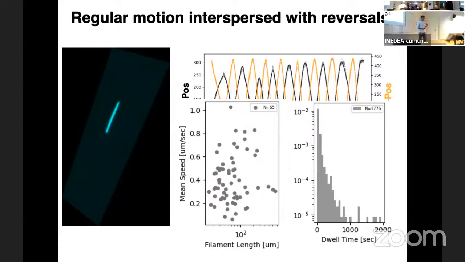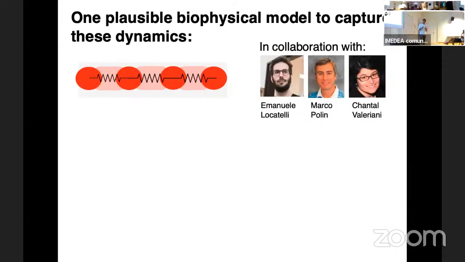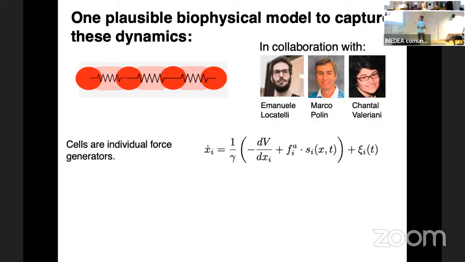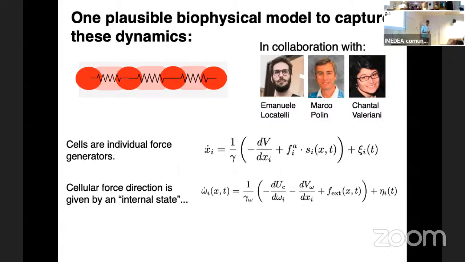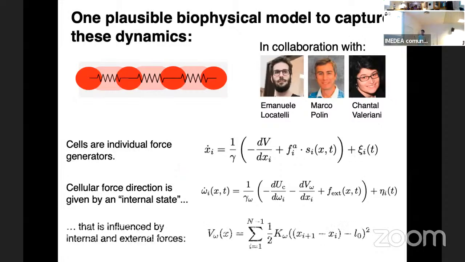And of course, many different physical mechanisms could generate this kind of data. But we have explored a few different models, and one of the models that we found can reproduce this kind of behavior is if we assume the cells to be connected with each other through springs, and if each of the cells is producing a force to move itself forward. So we came up with a model with Marco and Emanuele Locatelli in Padua, and also Chantal Valeriani in Madrid. And we can put equations into this model and then plug the whole thing into a computer to run basically simulations of moving filaments.